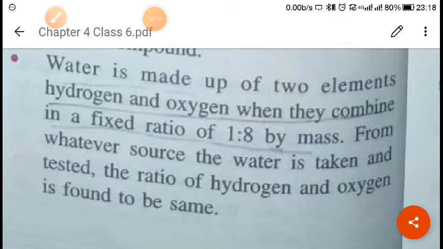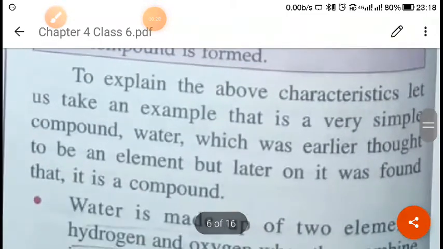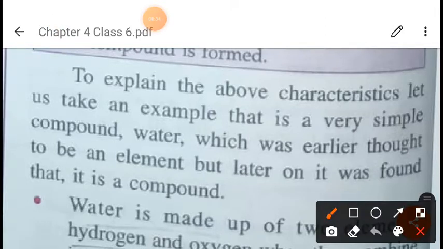In the last class we discussed molecules, right? Now we will take one example, which is water, and try to learn what water is: is it a compound, an element, or a molecule? When we talk about water, water is water.